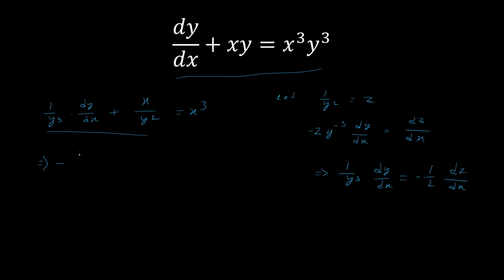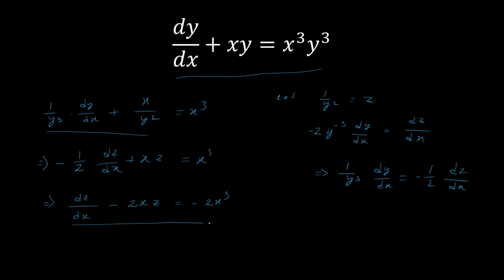That means minus 1 by 2 dz/dx. Now look at that term, x by y square. 1 by y square is equal to z, so we can write this term as xz, and this term is x cube. Now we can write it in that form: dz/dx minus 2xz is equal to minus 2x cube.